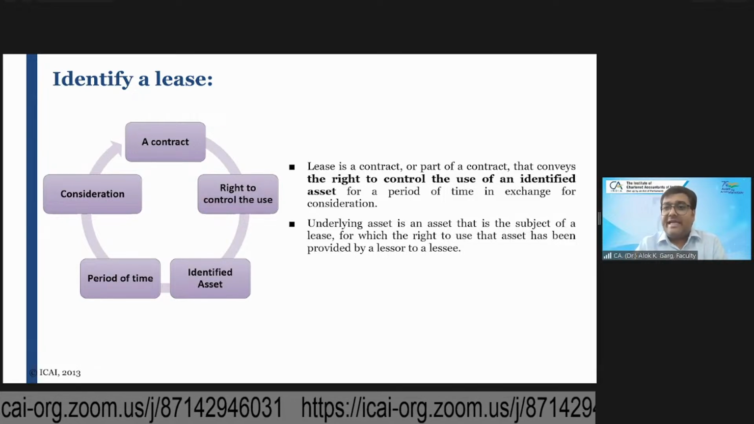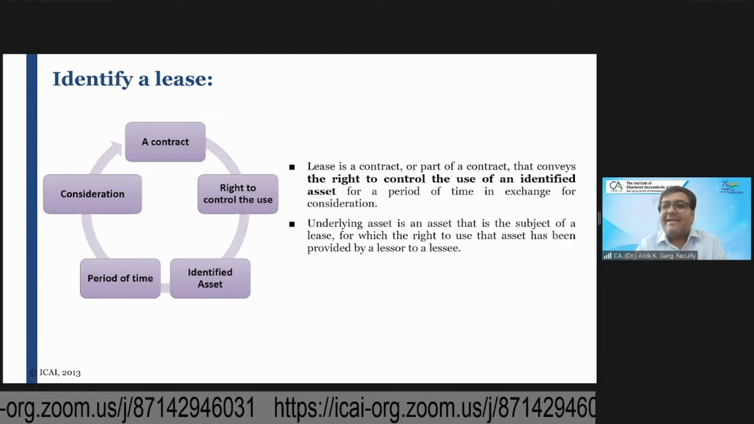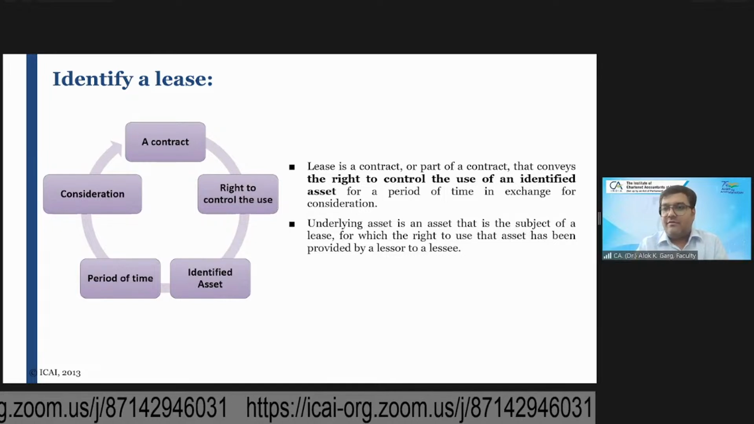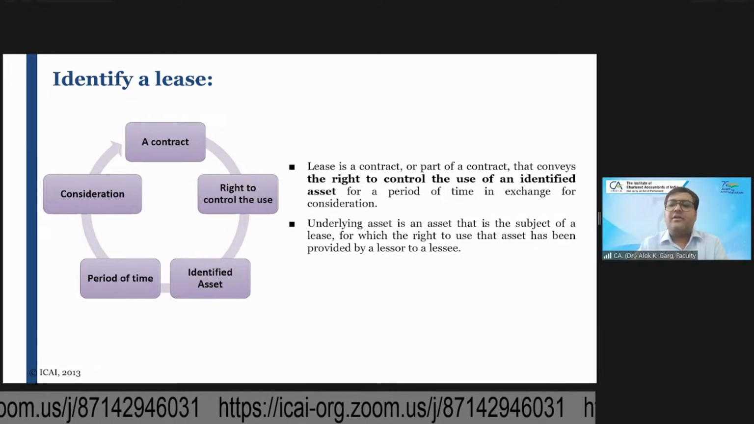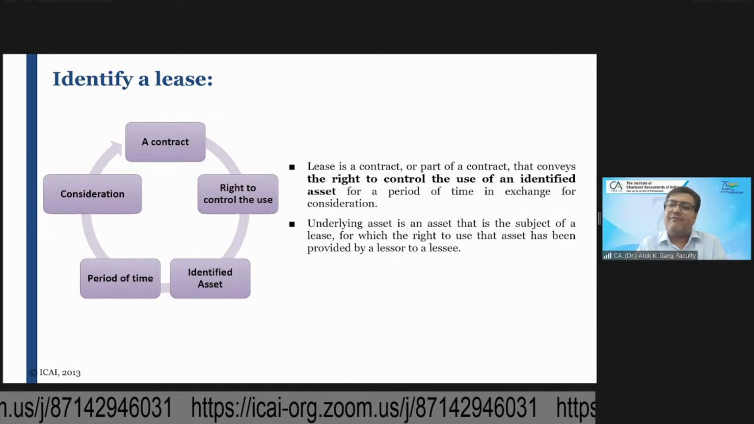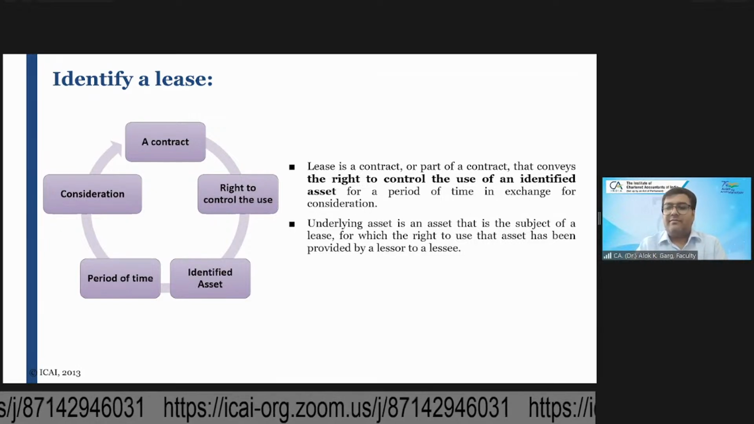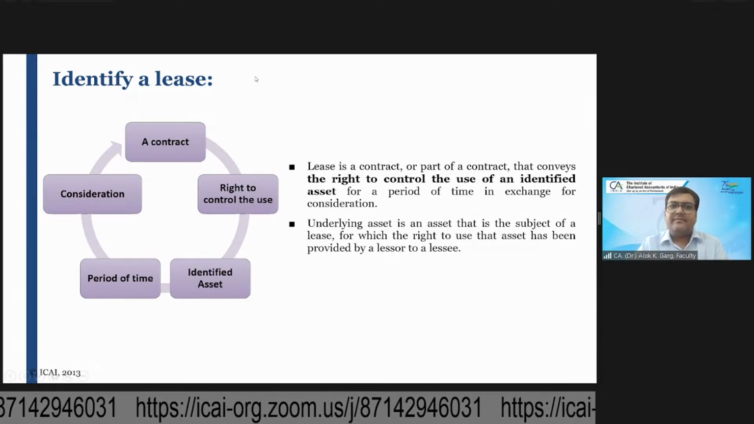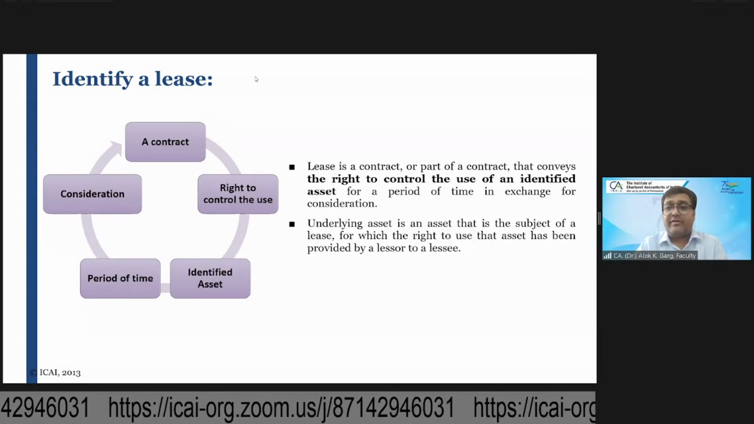A father has given a flat to his son for the use purposes for 5 years. Tell me, is it a lease contract?